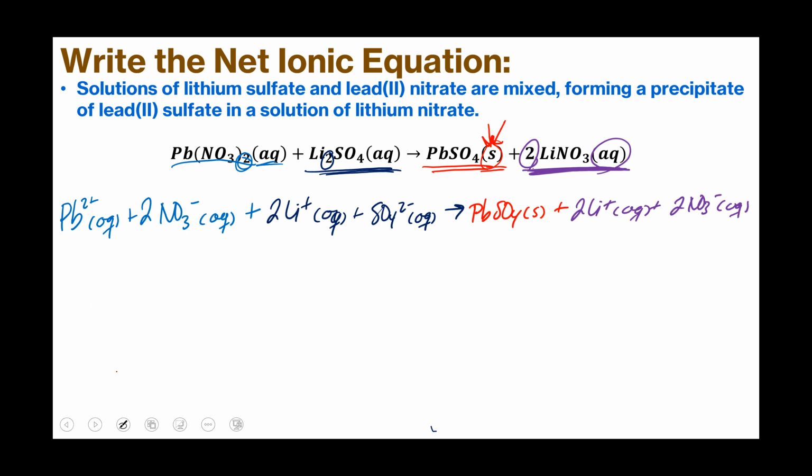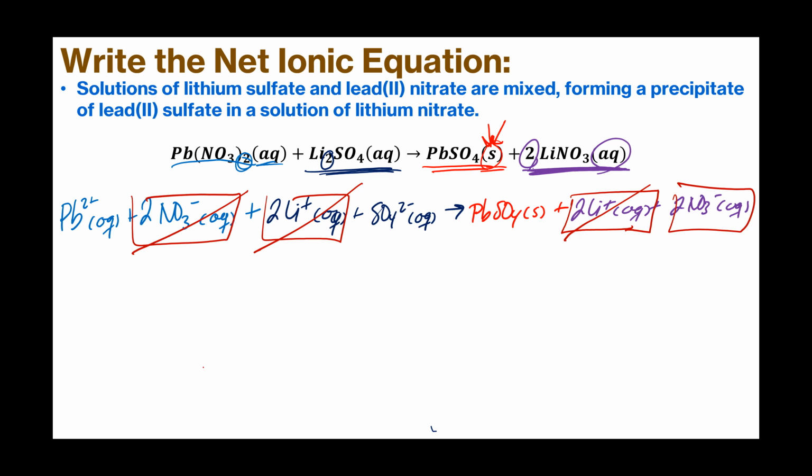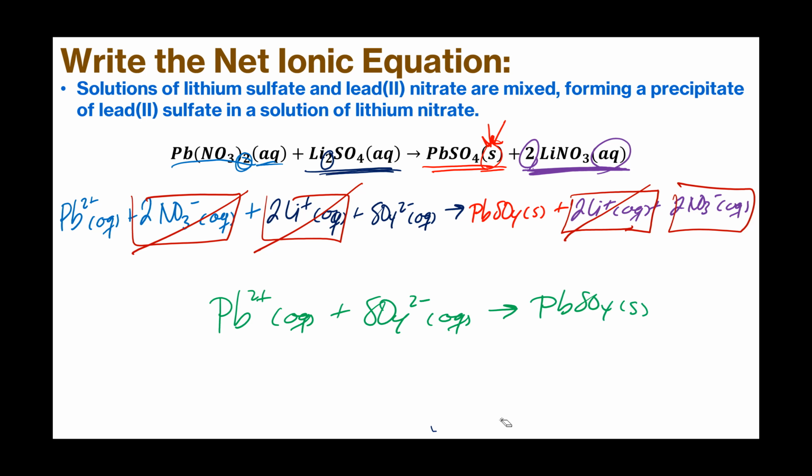If we take our complete ionic equation, let's look for things that are the same on both sides, right? We have 2 lithium here, and we have 2 lithium here, so those cancel out. We have 2 nitrate on the right, and 2 nitrate on the left, so those also cancel out. Okay, this gives us whatever's left over as a net ionic equation, and that is Pb2+ aqueous reacts with sulfate 2- aqueous to give us PbSO4 solid.